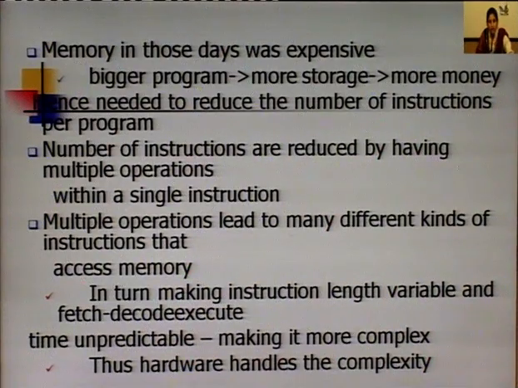We have done multiple instruction formats in RISC. In those instruction formats we perform one operation per instruction, but in these architectures we have multiple operations to be performed using one instruction. That is why these architectures are known as complex instruction set. The multiple operations lead to many different kinds of instructions that access memory, in turn making instruction length variable, and fetch, decode and execute, and thus hardware handles the complexity.